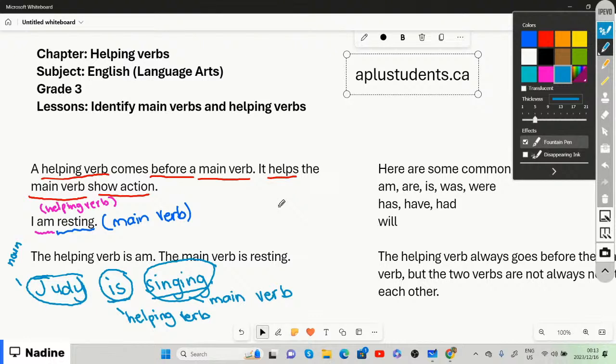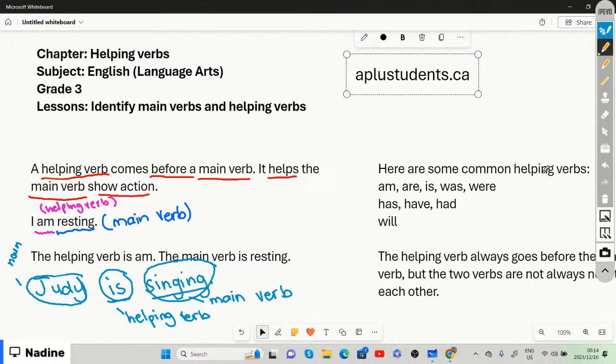So everybody understand? Should I make another example? All right, we're going to make another example, right? Okay, so before I make the example, right?